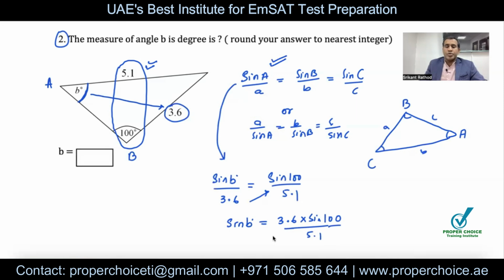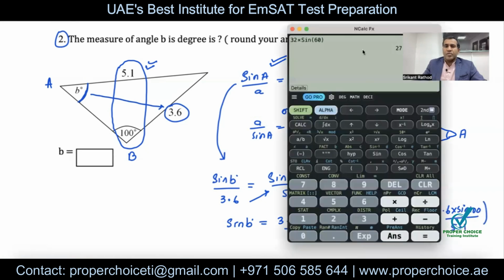That's what I get. But the question asked me to find B, not sine of B. Then what should I do? You have to take the help of the calculator, and to get an angle here, you have to press shift sine on the calculator. When you press shift sine, the calculator gives you B equals sine inverse of. It's not necessary that you find this one separately and then do the rest. You can do it all together: 3.6 into sine of 100 divided by 5.1. You can put it all together as it is. You get an answer to this.